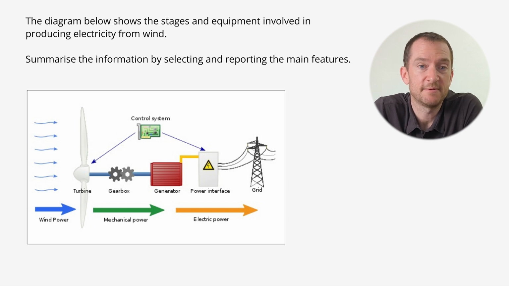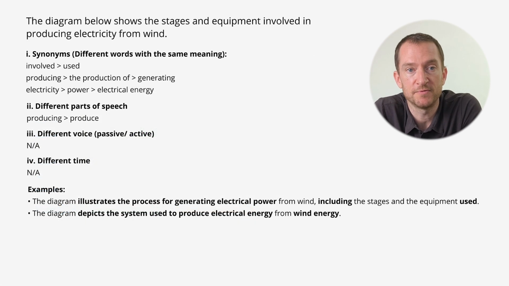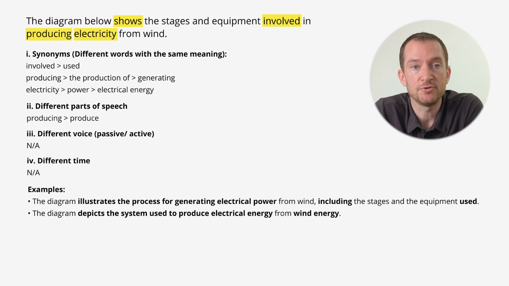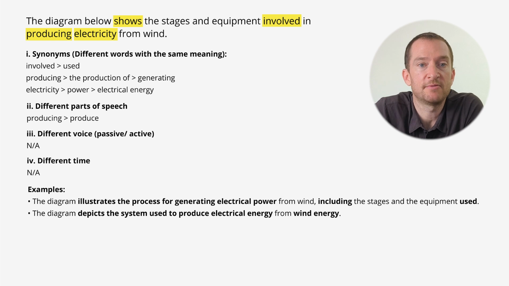Our final task type today is a process diagram. In this task rubric we have a few words which have synonyms. We can change involved to used. Producing, which is a gerund, can be replaced with another gerund, generating, or we could use the noun production. A good synonym of electricity is power, and we could also say electrical energy.